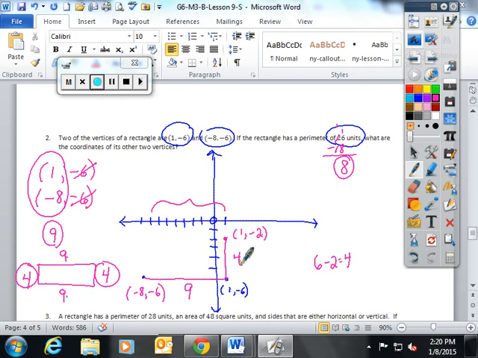Okay, so I have to make one 4 units away on the other side, which is going to be still -8, but now it's going to be -2. And that creates the rectangle with a perimeter of 26 units. So this is a brief summary of what you learned in Lesson 9.